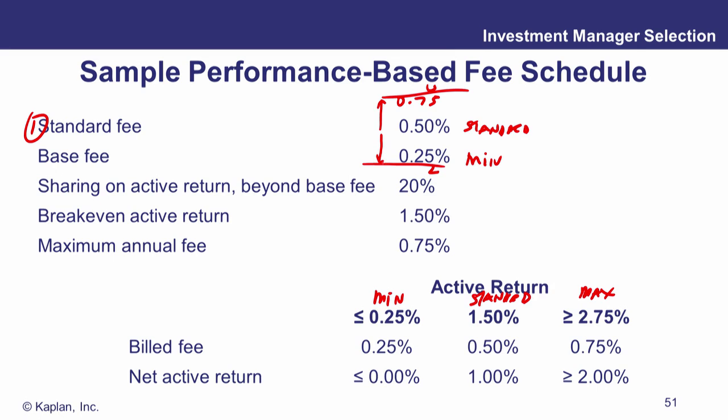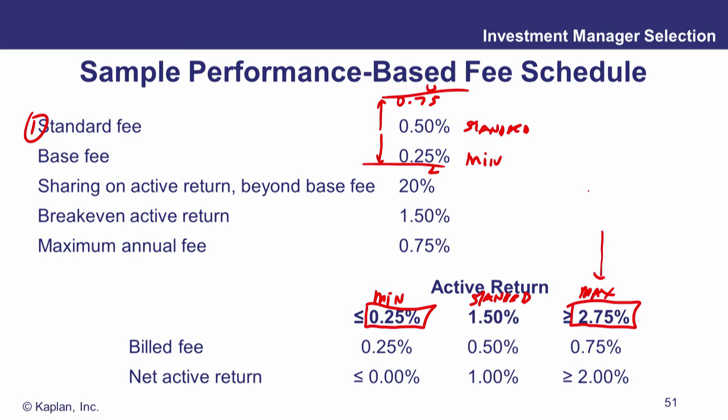Now the driver of these numbers, of course, guys, is the fund performance. For example, if we have a fund performance of 2.75, that's going to trigger our maximum fee. And if we have a performance even below 0.25, we still can charge our minimum fee. Let's derive these numbers and make sure that you're okay here. Firstly, let's derive, guys, the maximum fee.